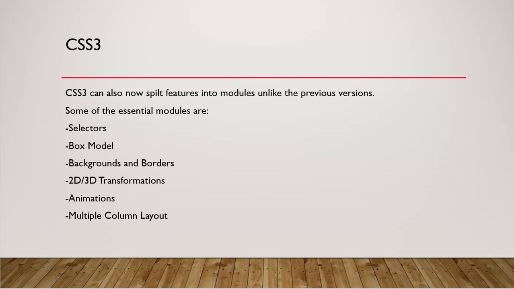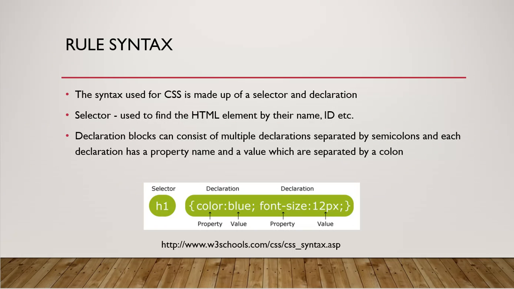CSS3 can also now split features into modules, unlike the previous versions. Some of the essential modules are selectors, box model, backgrounds and borders, 2D and 3D transformations, animations, and multiple column layout. The rule syntax. The syntax used for CSS is made up of a selector and declaration.